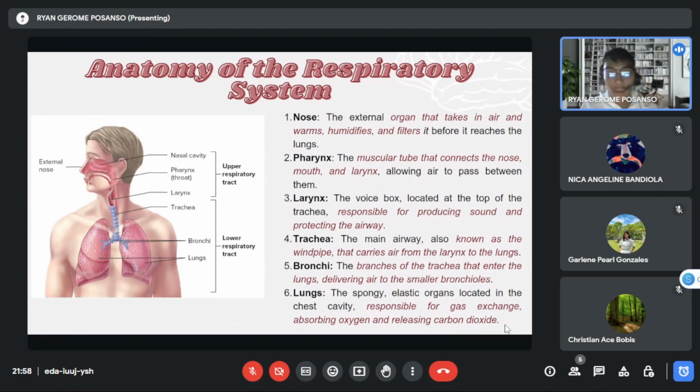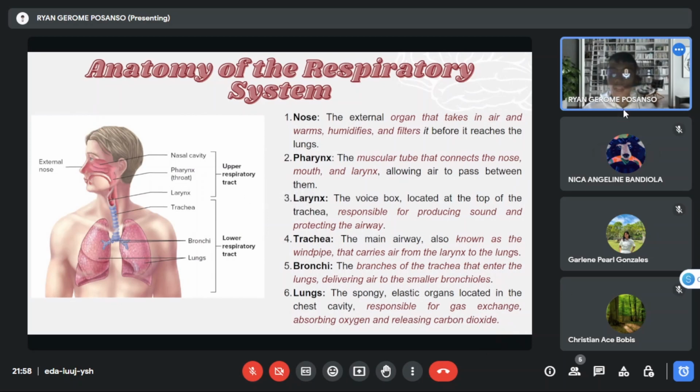Next is the pharynx, or the muscular tube that connects the nose, mouth, and larynx, allowing air to pass between them. Third is the voice box, located at the top of the trachea, responsible for producing sound and protecting the airway. Next is the trachea, or the main airway, also known as the windpipe, which carries air from the larynx to the lungs.